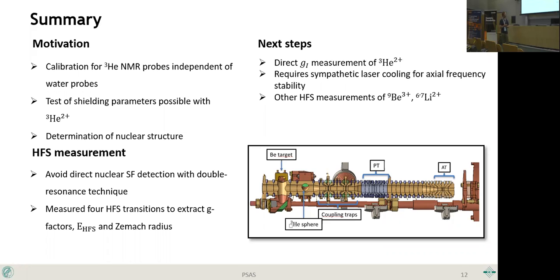And then we are currently, because we're waiting on some new stuff for our experiment, also looking into measuring the beryllium 3+ hyperfine structure, and possibly also for lithium 6 and 7. And it would also help if some theoreticians told us if this is actually interesting.